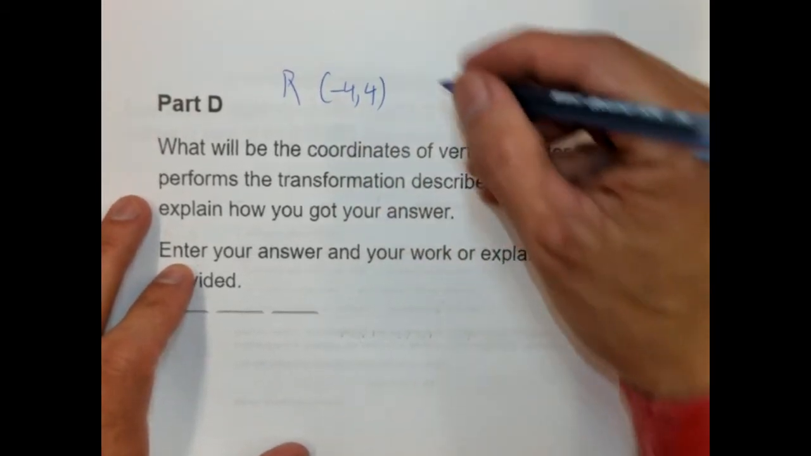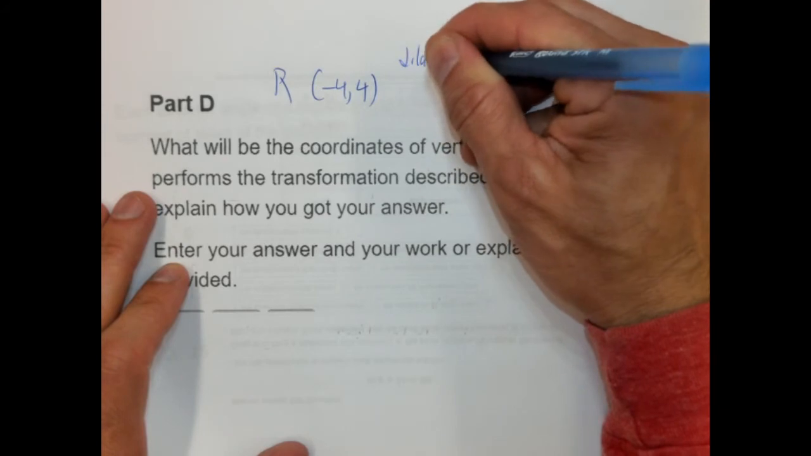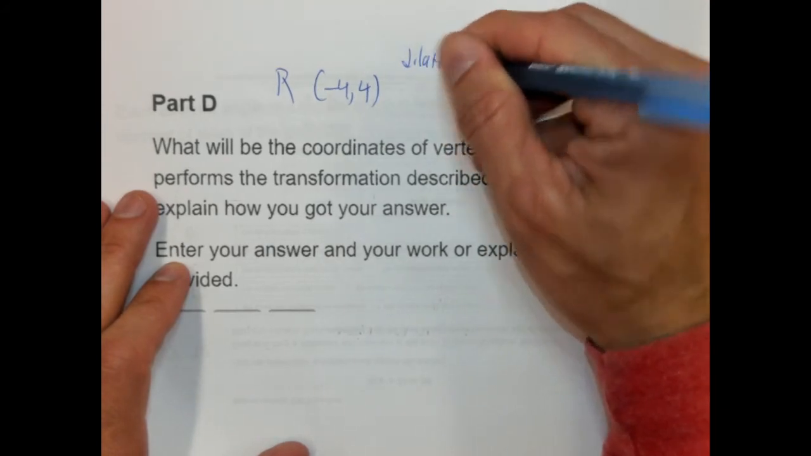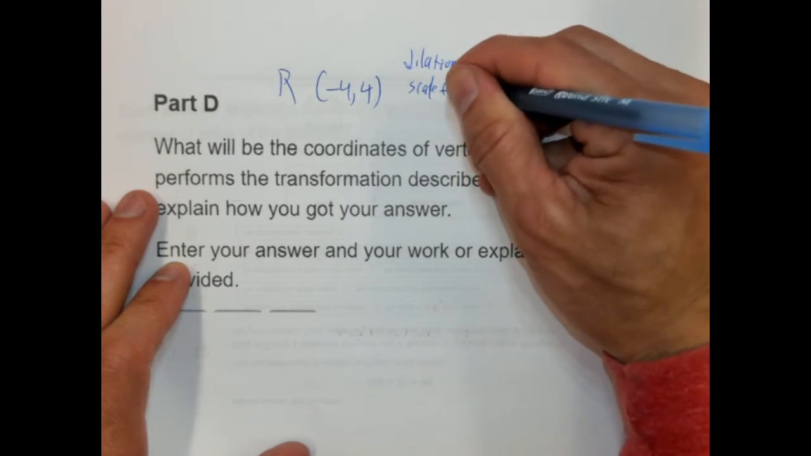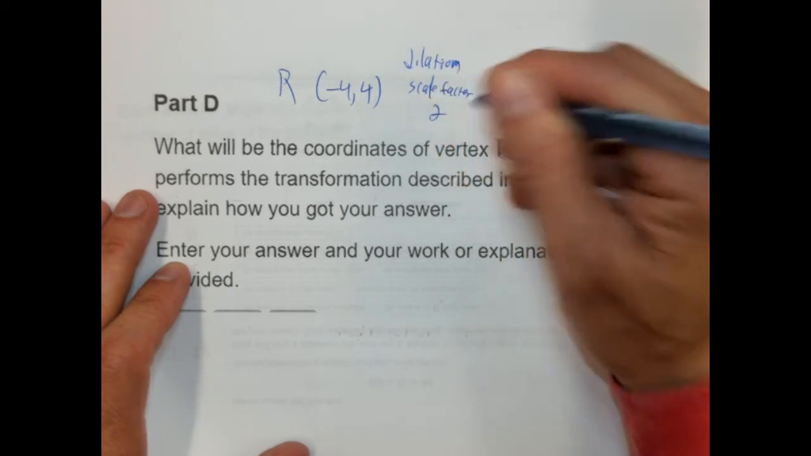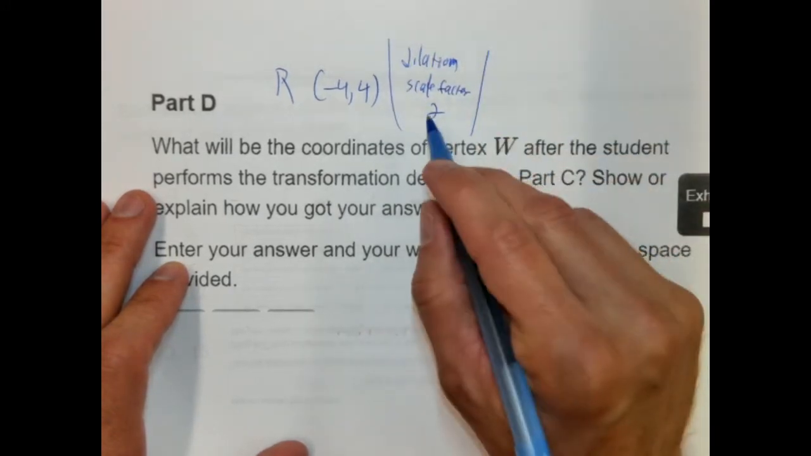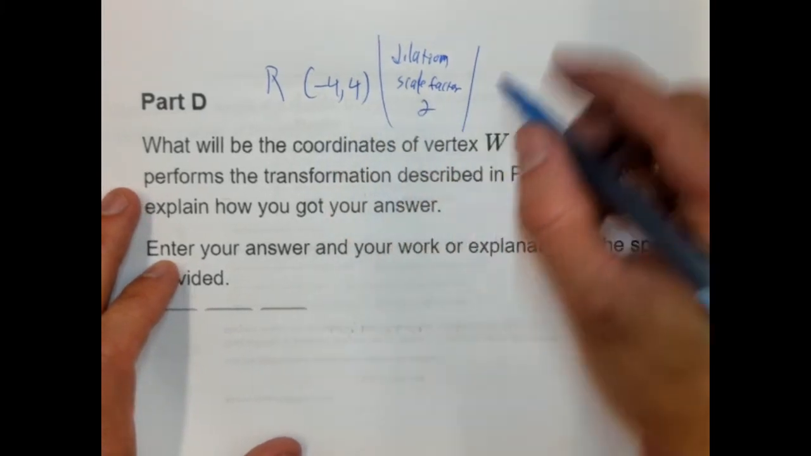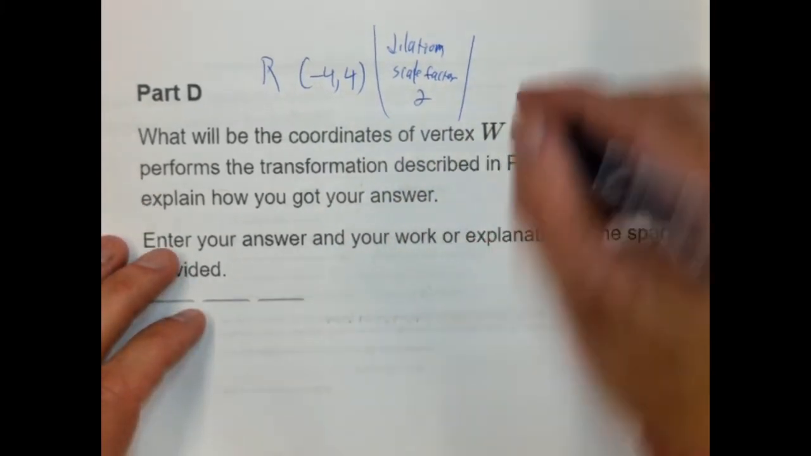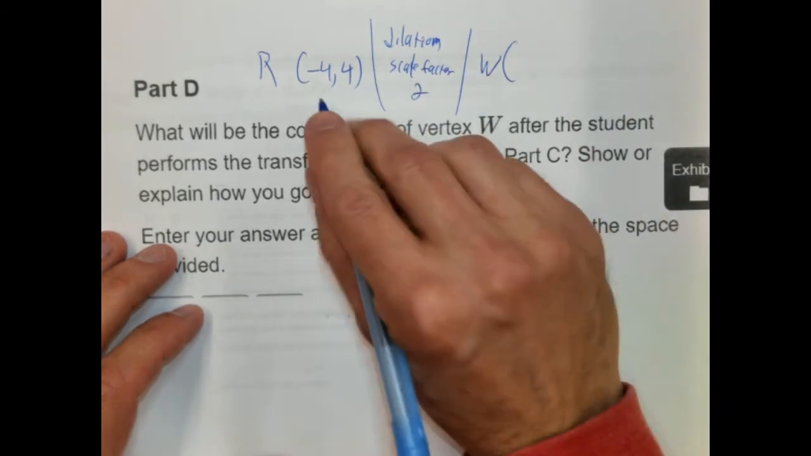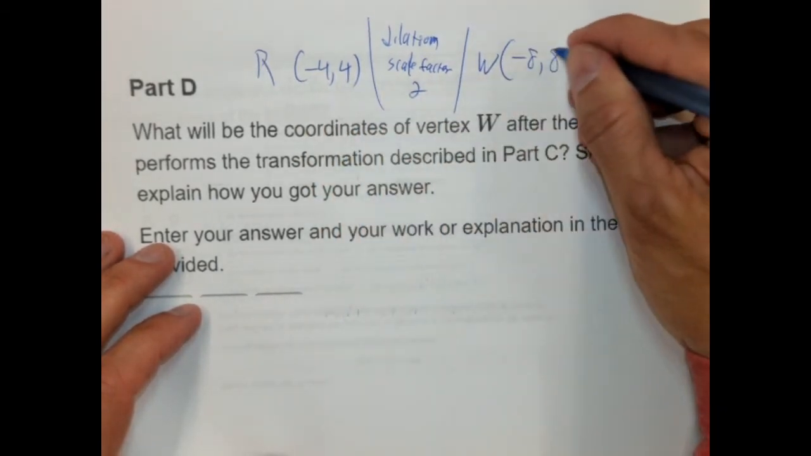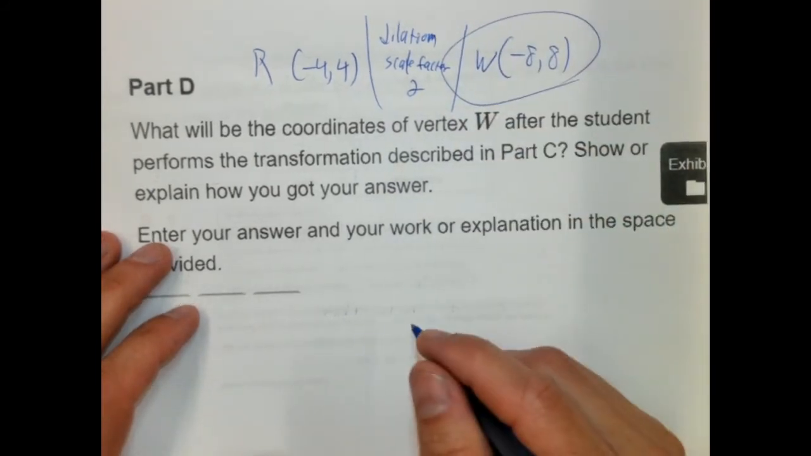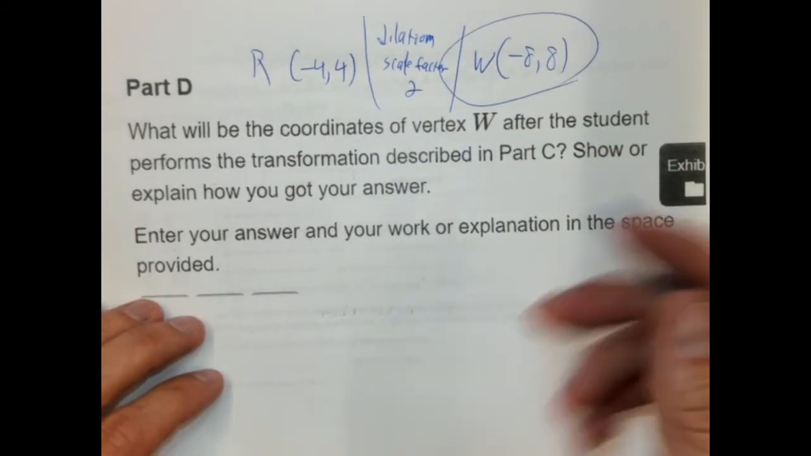And we're applying a dilation with a scale factor of 2. What that means is we're going to multiply these two values by 2, and that's going to give us point W. So -4 times 2 is -8, and 4 times 2 is +8, and that would be our coordinates. Okay, that's it.